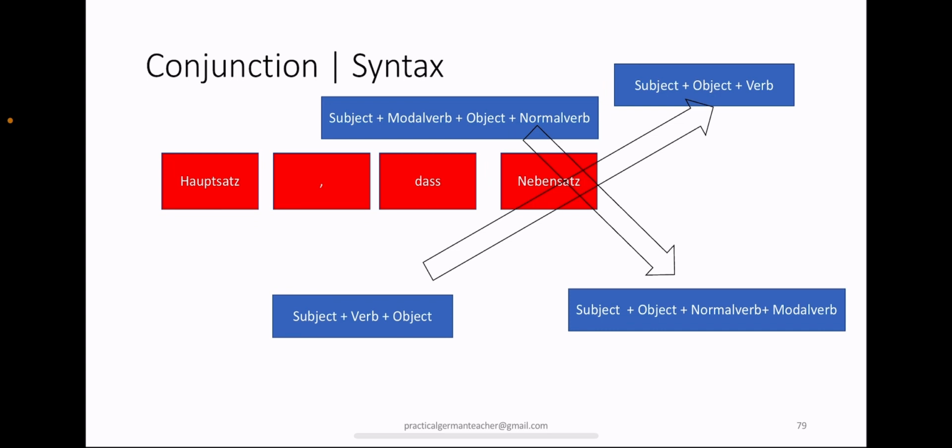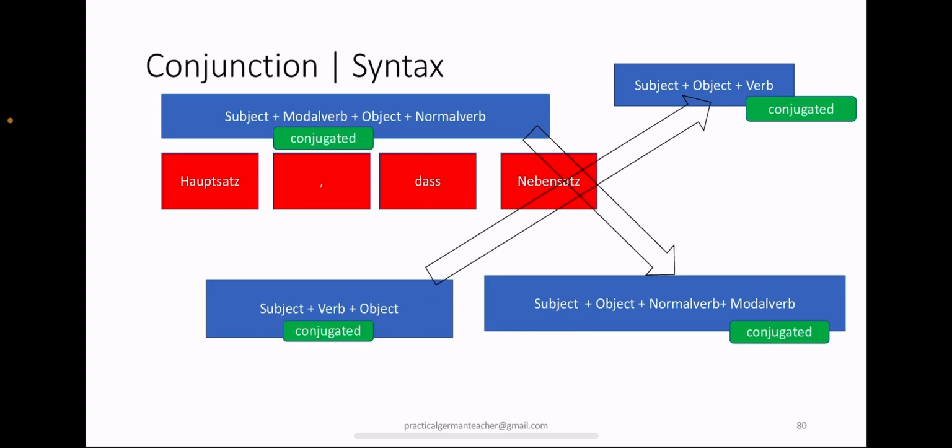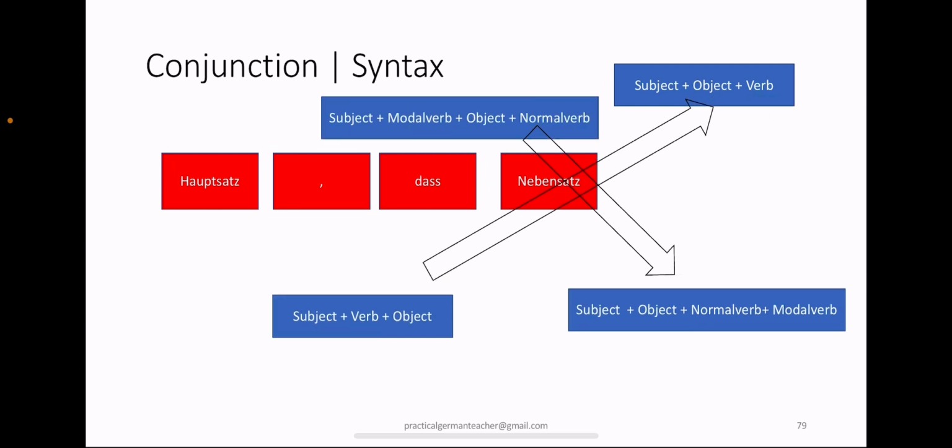So what happens in a Nebensatz? Let's say you have a normal sentence. Look, there are four blue banners over here. Let's focus on the banner at the bottom left: subject, verb, object. Here the syntax is clear. You write subject, then verb, then object. But when this is in a Nebensatz, after dass, the verb gets pushed to the last position. So it's subject, object, verb.